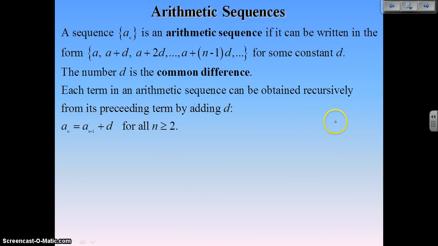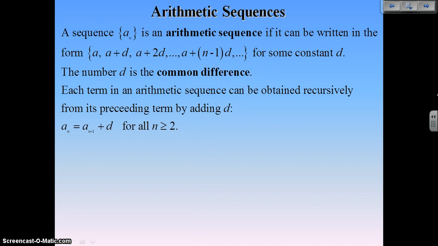Alright, arithmetic sequences. It says an arithmetic sequence can be written in this form: a, a plus d, a plus 2d, and so on. But quite frankly, simply put, an arithmetic sequence is one that simply adds a number each time. If you think about a sequence like the odd numbers, 1, 3, 5, 7, 9, 11, and so on, you're adding 2 each time. There's a common difference of 2. That would be an arithmetic sequence.